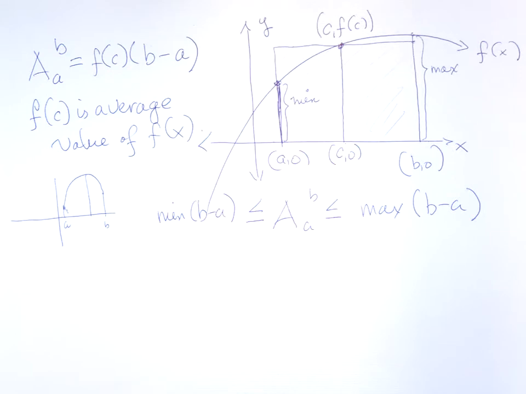But generally speaking, the area under that curve is going to be greater than the minimum times the width, but less than the maximum times the width. Does that make sense? Good enough? Okay.